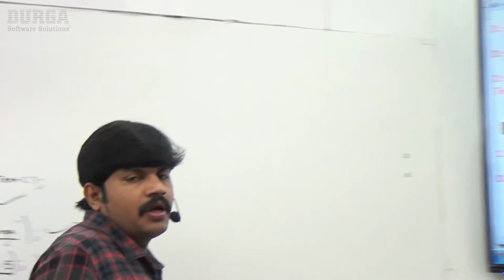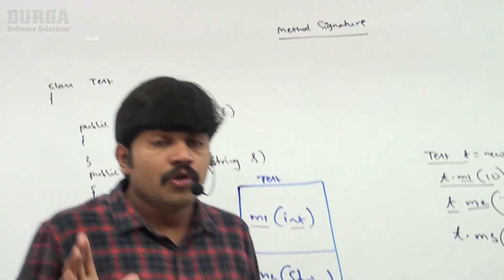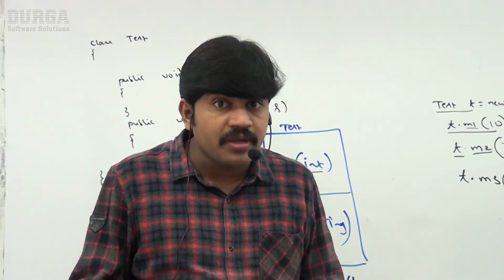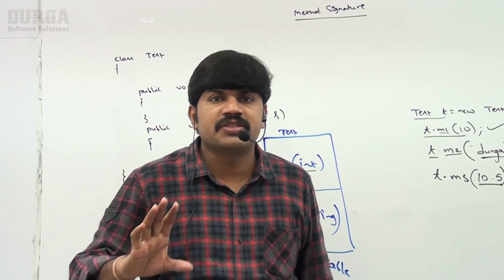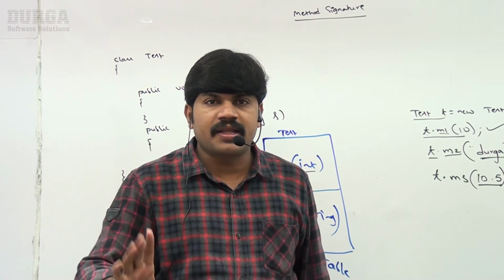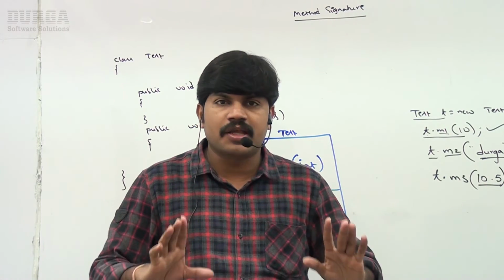Sir, now observe very carefully about this one. What is a method signature and who is going to use the method signature? A method signature contains the method name followed by argument types.